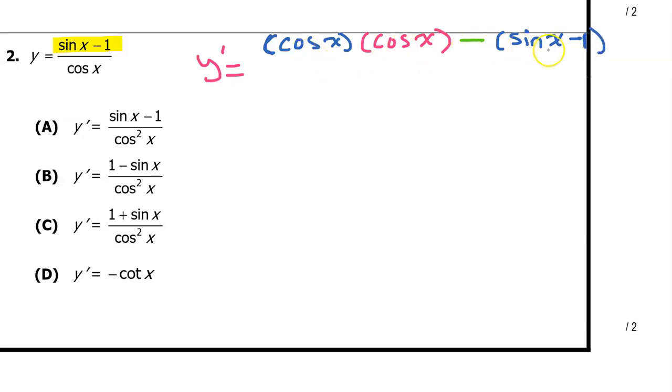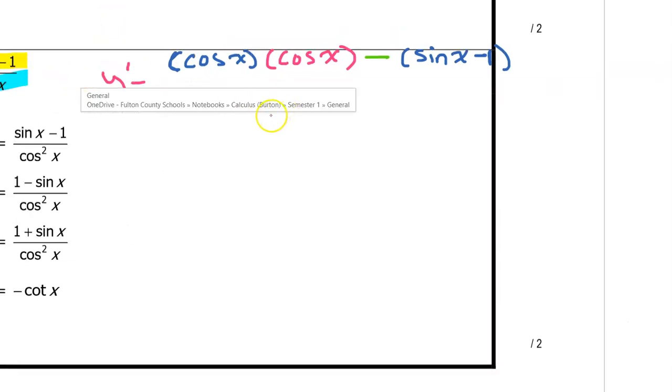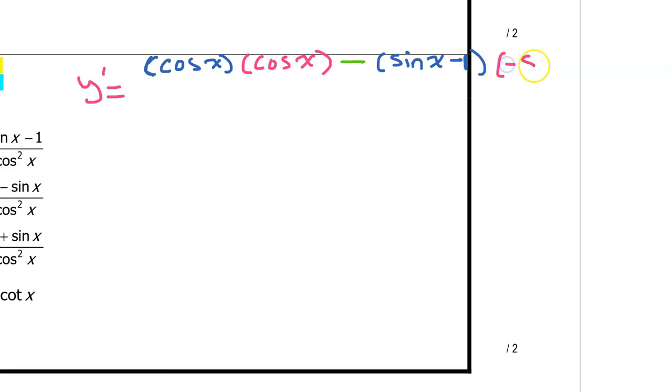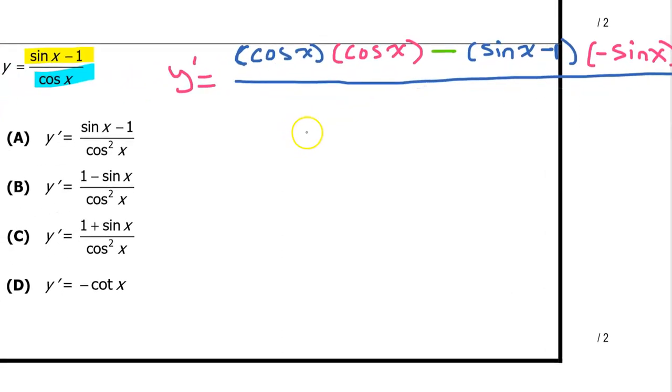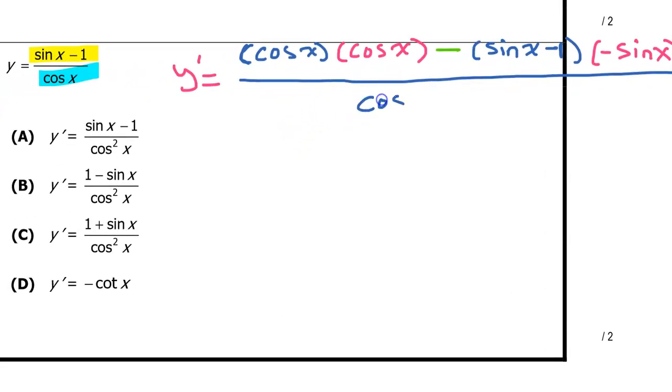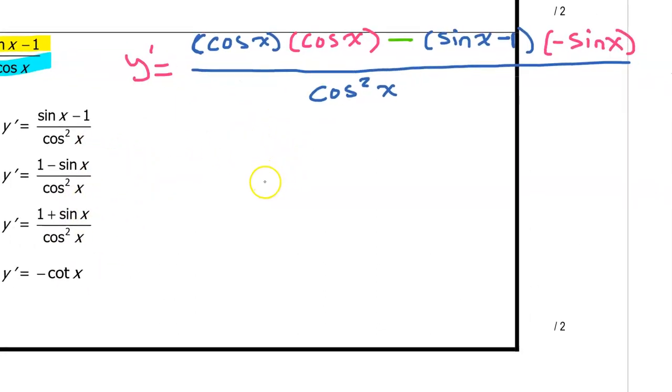Low D high less high D low. So it's time for the derivative of the bottom part. The derivative of cosine is negative sine. Low D high less high D low. Draw the line, and down below, the bottom squared will go. So cosine squared goes in the bottom. This is the answer, but we have these multiple choice options that we must match. So some simplification will be required.